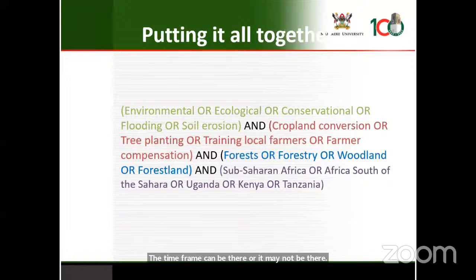That's why when I put PICO, I put a stroke and put TS. So we may have the time frame, we may have the setting. Whether you must have them depends on your research question, on what you want to find out, and if it is time bound.